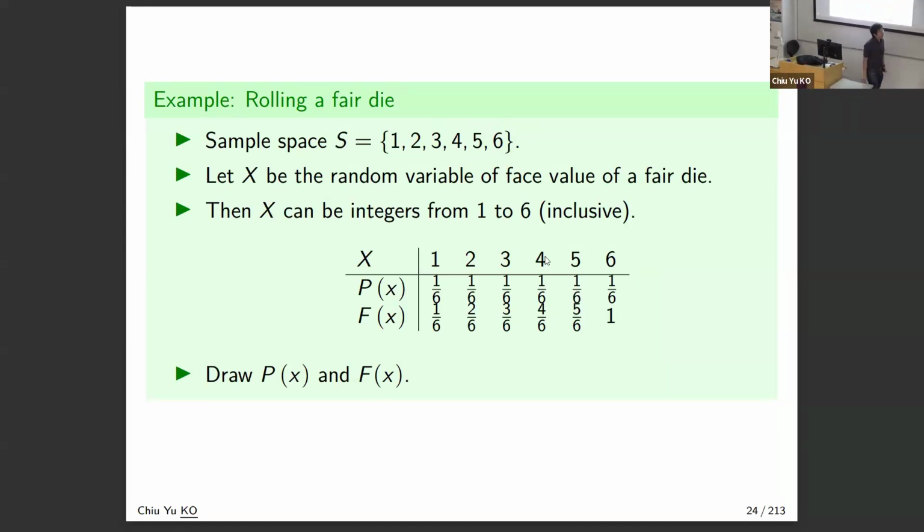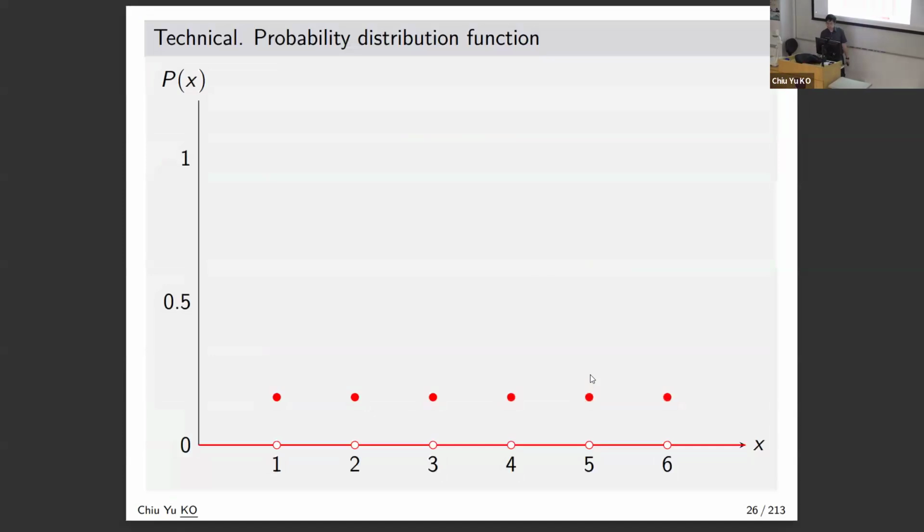So now you have to roll a die of 6, right? If it's fair, then you will be 1/6 for each P because it's fair, right? And its big F will be just going up, right? Okay.